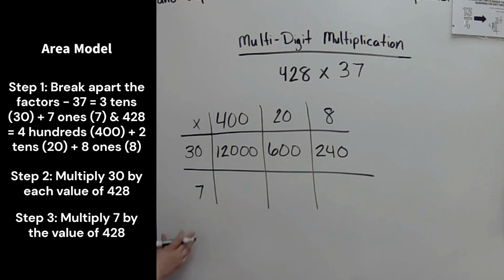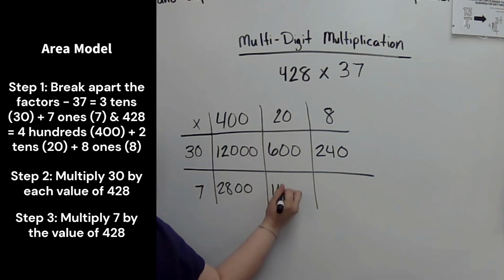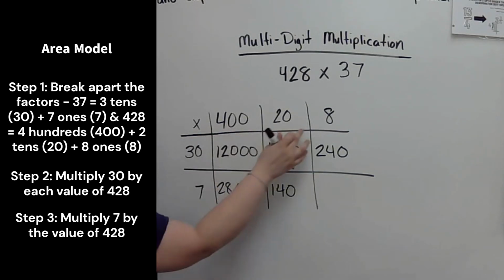I'm going to do the same thing with the 7 down here. So I have 7 times 400, 7 times 4. Add my zeros. 7 times 20. So I'm going to do 7 and 2. Add my 0. And 7 times 8.